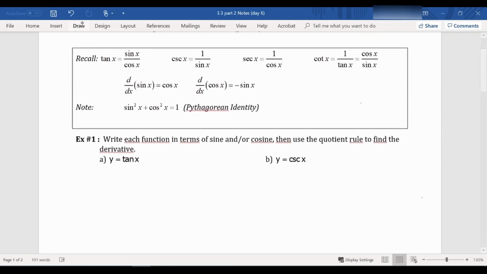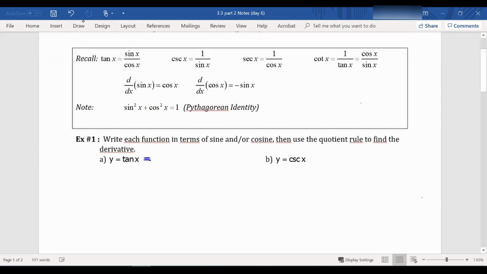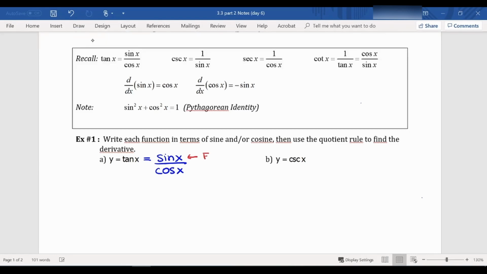All right. So the first thing I'm going to do for everything, which is what I always do when I'm doing trig, is change everything to sine and cosine. So I'm going to first rewrite y as sine x over cosine x. And we can see that this is a quotient where the top would be our f and the bottom would be our g. And we're going to use quotient rule, which was y prime is equal to the derivative of the top times the bottom minus the derivative of the bottom times the top all over the bottom squared.